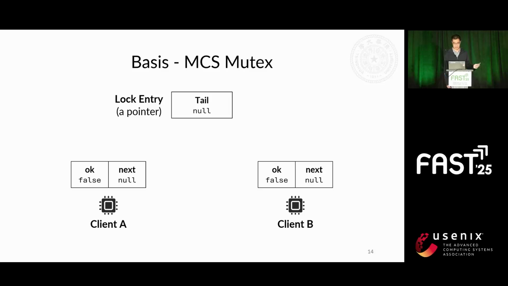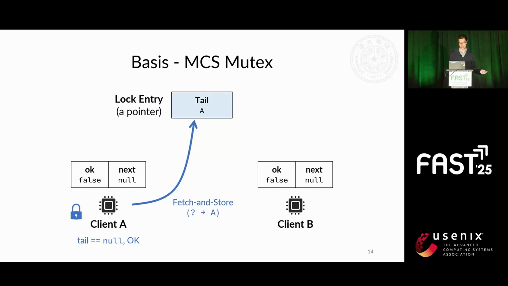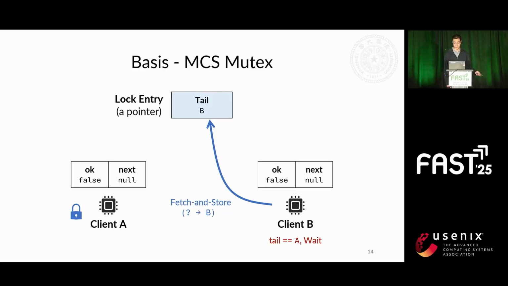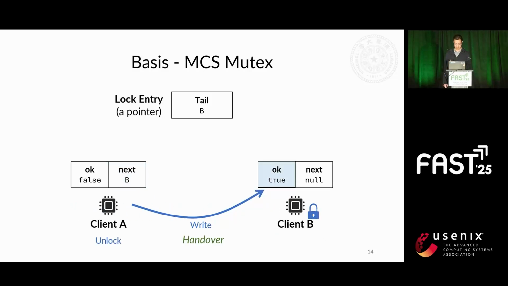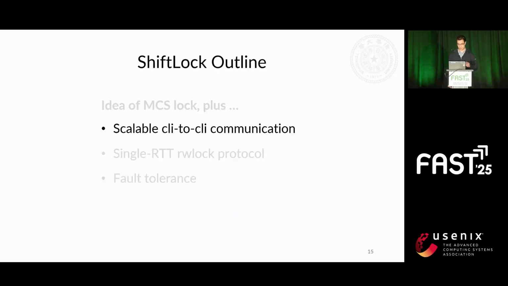The principle of MCS is to organize clients in a queue. The lock entry is a pointer to the queue tail. To acquire a lock, a client simply appends itself to the tail. If it is also the queue head, for example, the client A here, it can happily acquire the lock. Otherwise, for example, client B here, it will have a predecessor in the queue, that is A. B writes to the memory of A to update its successor information, and then waits until A hands over the lock to it by updating a flag in its memory.